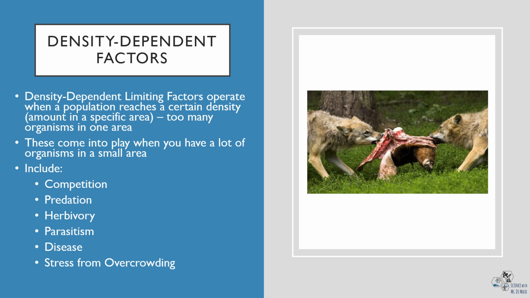Then you have things like predation. The more predators you get in an area, the more likely you are to get eaten, versus if you only have 1 or 2 predators in the area, you're a lot less likely to get eaten if you're a prey organism. Same thing with herbivory, eating plants. How many plants there are in an area will affect the population density of whatever is eating that plant. Then you'll have things like parasitism and disease and stress from overcrowding.